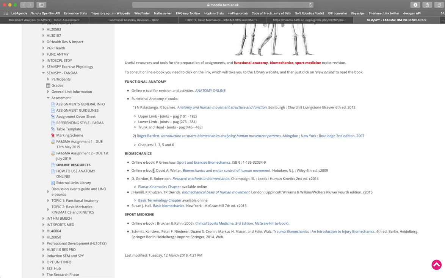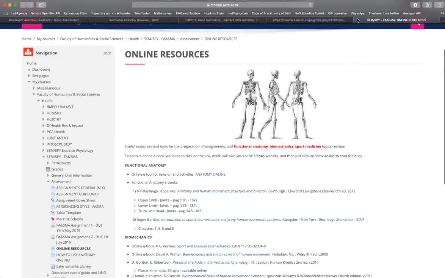For the first two here, you have the whole book, which is available online. For these two, you've only got one chapter, which I believe is the most important one for you to read for this unit. Also, there are a couple of books that are quite useful for sport medicine as well, but those would potentially be more useful towards the end of the unit. All right.